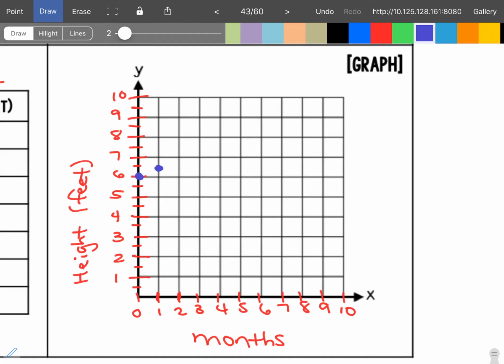Okay, and then keep following the table. 2 months would be at 7 feet. Good. 3 months would be in the middle of the 7 and 8. Very good. And keep following that pattern. 4 months is at 8 feet. 5 months, 8.5, between a 9 and 8. And then 6 months is up at 9.